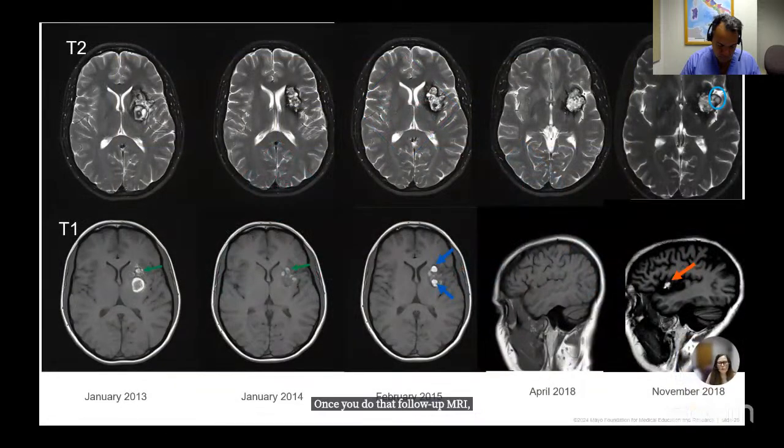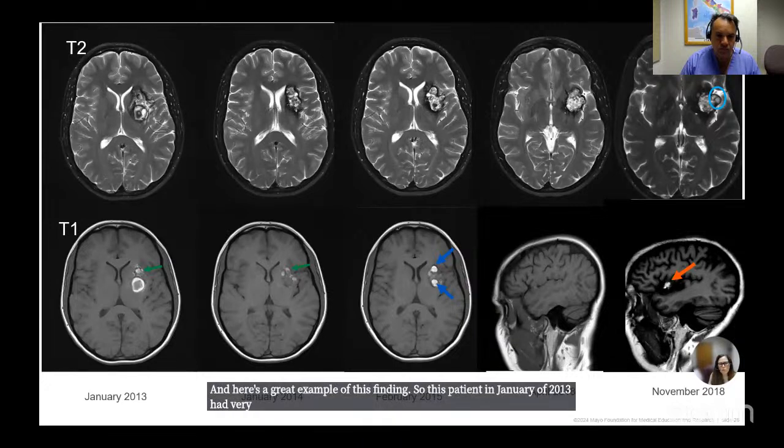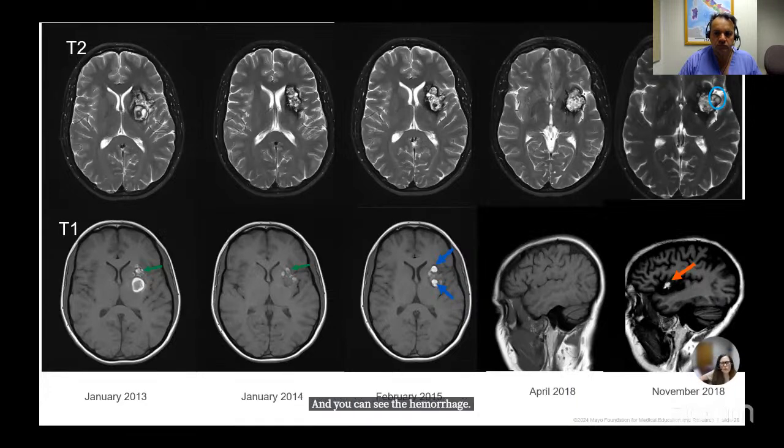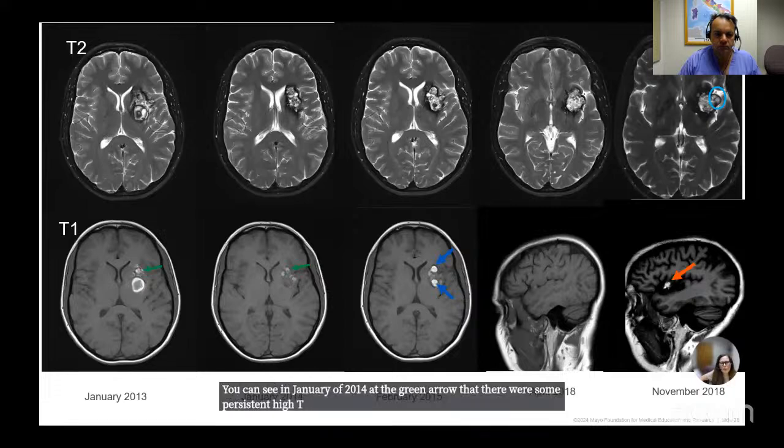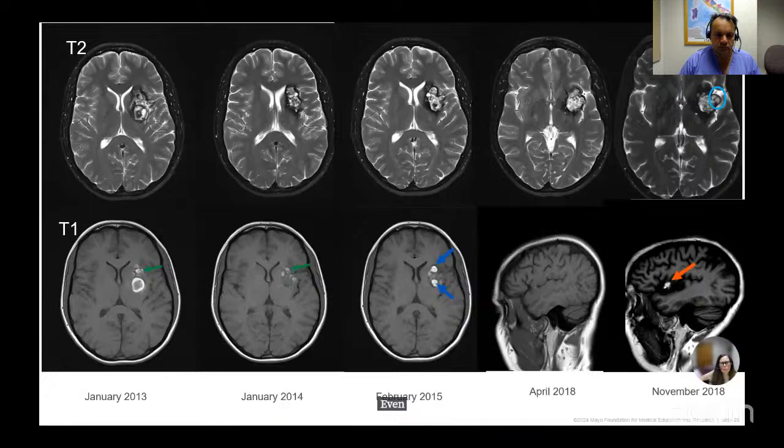And here's a great example of this finding. So this patient in January of 2013 had very severe obsessive compulsive disorder to the point of being hospitalized, and she had not had that before. This lesion that involves the caudate head we think was symptomatic, and you can see the hemorrhage. You can see in January of 2014 at the green arrow that there was some persistent high T1 signal, even though the major part of the hemorrhage has gone to an isodense appearance.